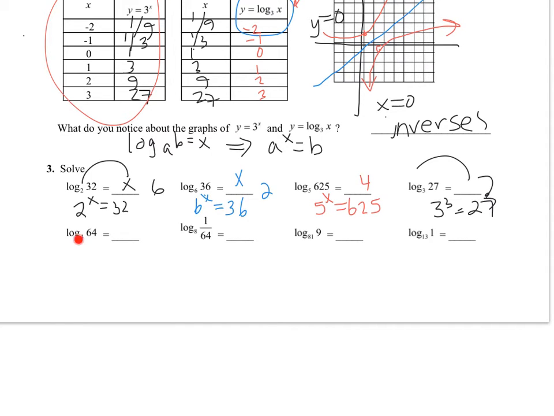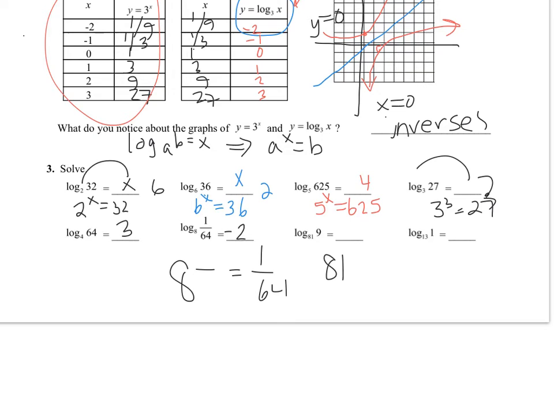Next one is 4 to some power equals 64. So this has to be 3. 8 to some power is 1 over 64. So I'm going to write that. 8 to some power equals 1 over 64. So this has to be a negative exponent because 64 is on the bottom and 1's on the top. So it's going to be negative 2.